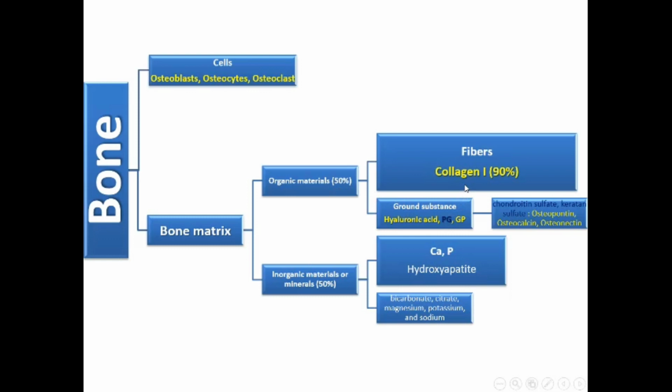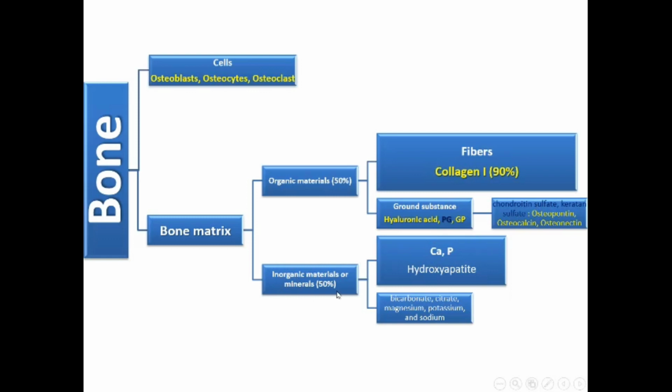We have also some ground substance: hyaluronic acid, very little, proteoglycan, and glycoprotein. The glycoprotein in the bone is very important. The names of the glycoproteins are osteopontin, osteocalcin, and osteonectin. I will explain the function of these glycoproteins in the next slides.